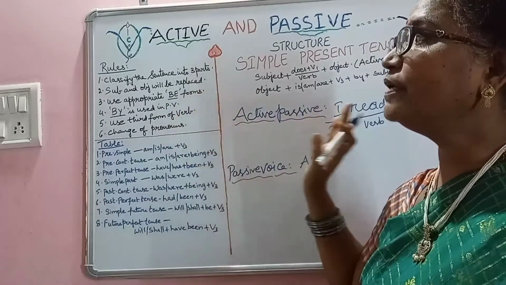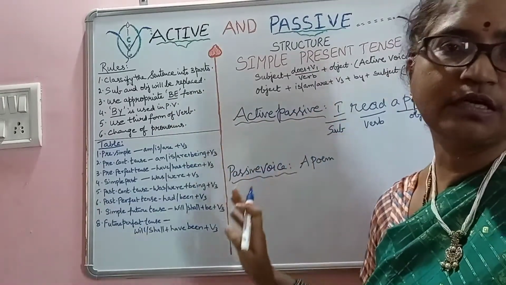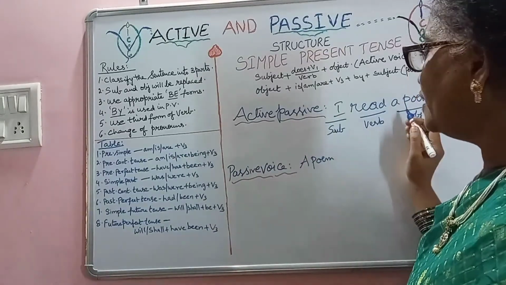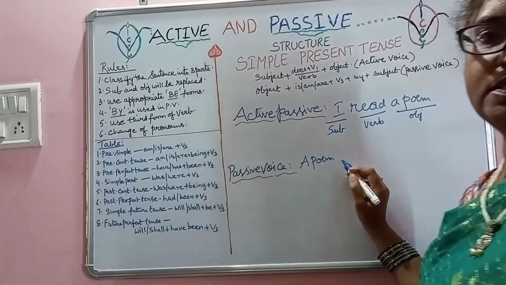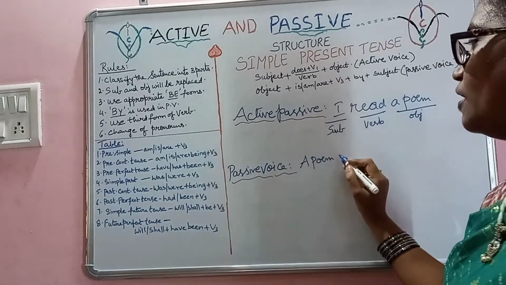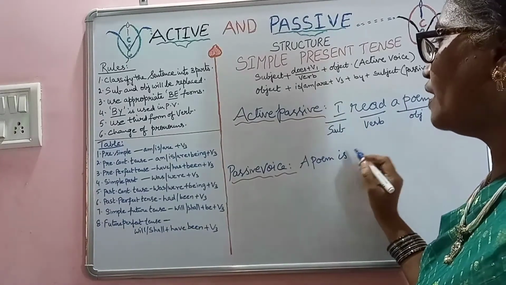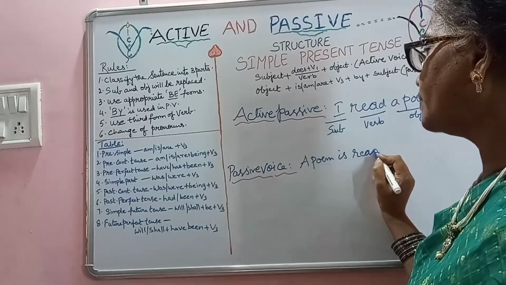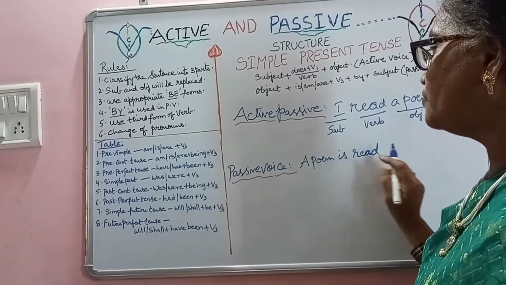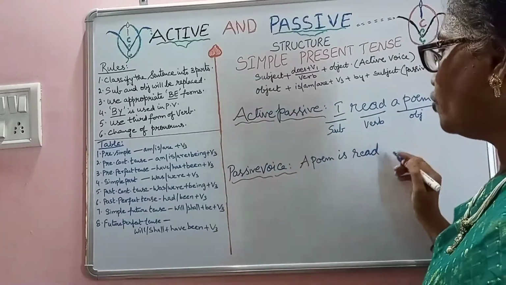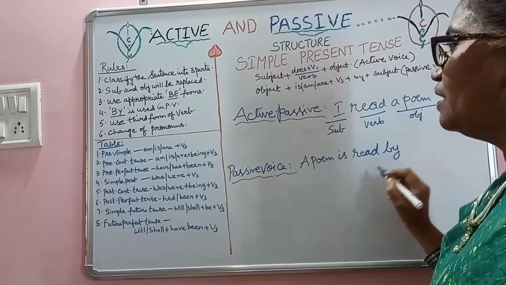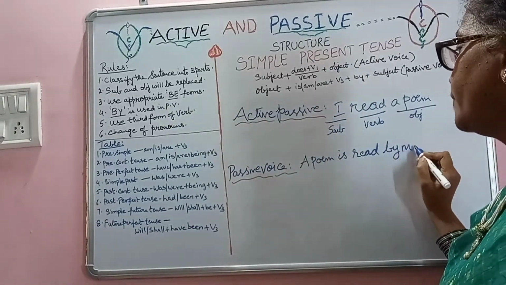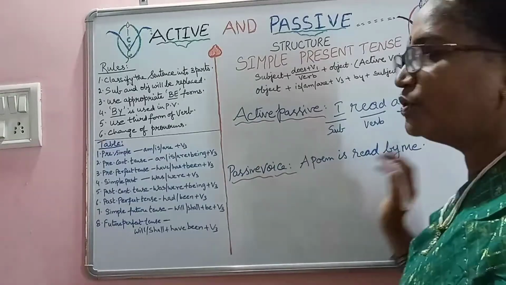Use appropriate be forms and use the third form of the verb after the appropriate be form. Since a poem is mentioned here in the singular form, is is used: a poem is. And the third form of read has the same spelling, but the pronunciation is different. A poem is read, and by is followed in the passive voice form, and by what? Me. The change of pronoun: I changes into me.